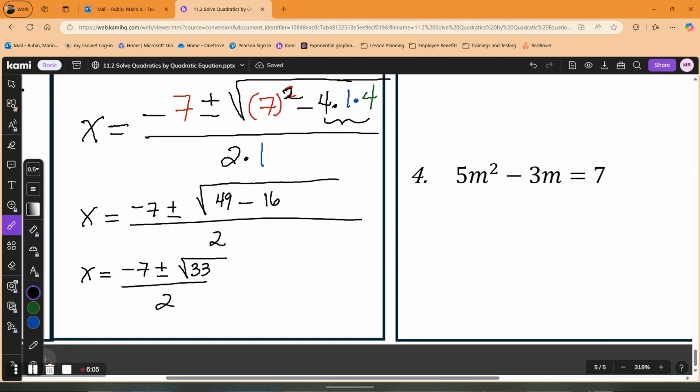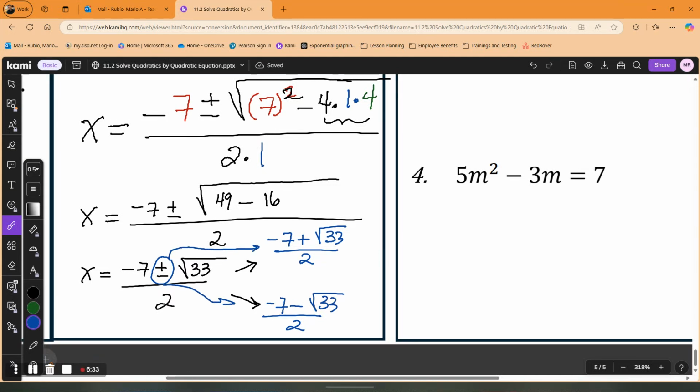Now here's where it kind of gets a little bit tricky. I have 2 answers. The first is -7 plus the square root of 33, all divided by 2. And then the second one is -7 minus the square root of 33 divided by 2. This plus or minus means I have to split this off into 2 equations. Okay, one positive, one negative, or one with the plus, one with the minus.